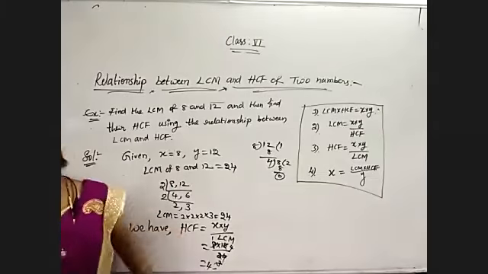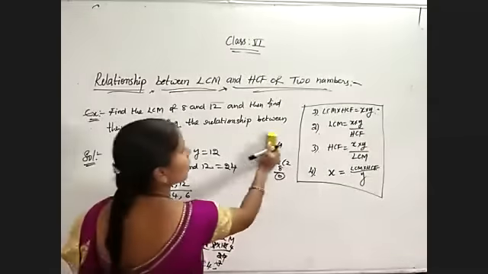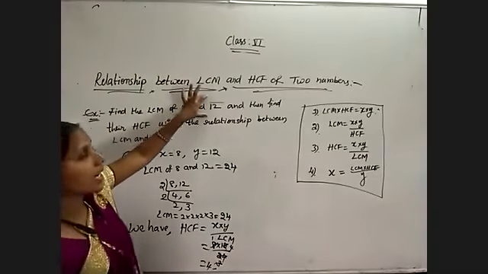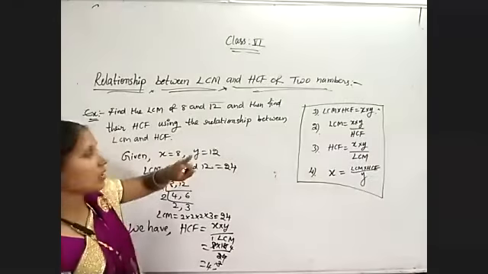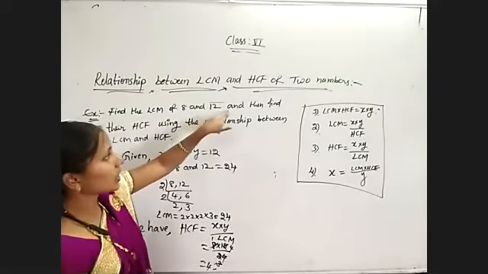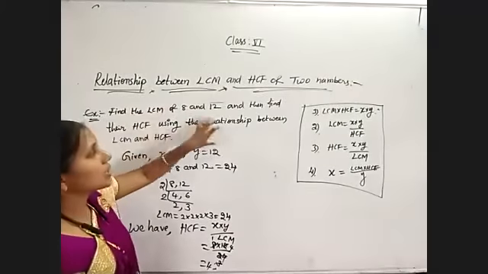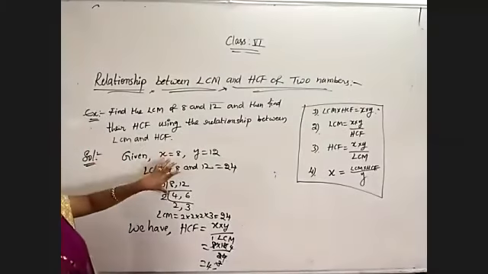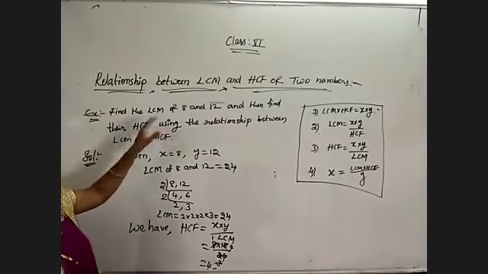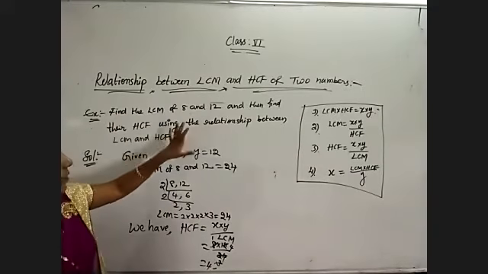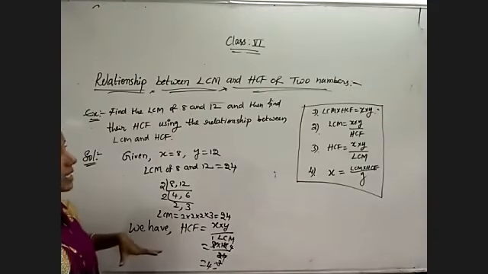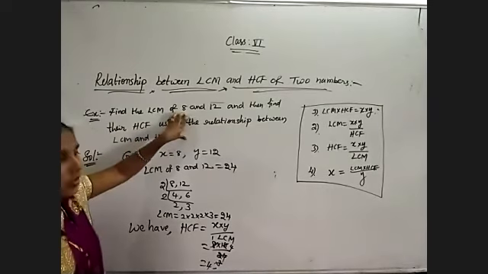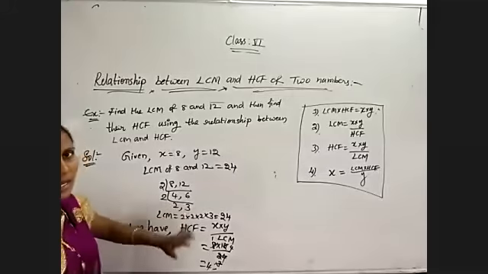Okay. So what are they asking? Just observe the question. Read the question. Don't directly do HCF. What are they asking? Find the LCM of 8 and 12. That means two numbers are given, those are X and Y. And then find their HCF using the relationship between LCM and HCF. So first of all, find out the LCM by the normal method because they are only asking to find the LCM of these two numbers. After finding the LCM, they are asking to find HCF using the relationship, not directly. So use the relationship between HCF and LCM.